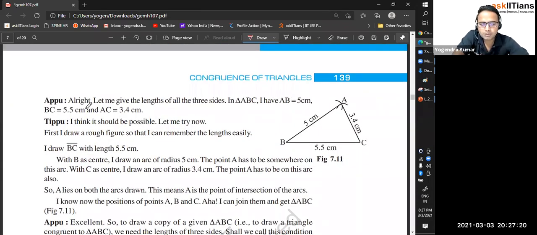All right, then Appu said, let me give you the length of all the three sides, so he will get the exactly congruent triangle.